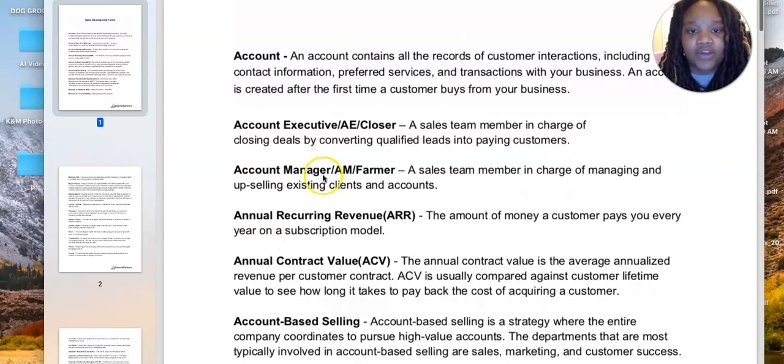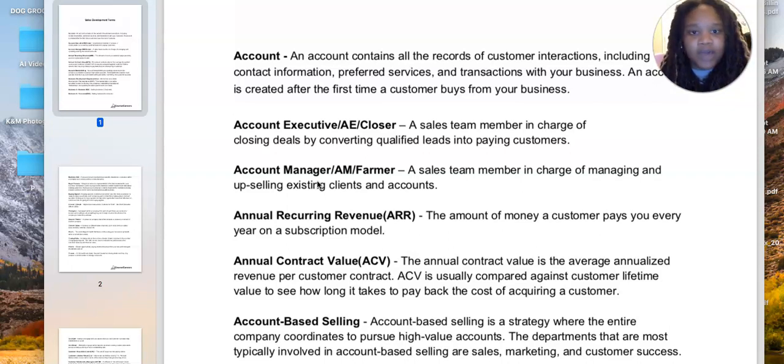Next, we have an account manager. An account manager, also known as an AM or a farmer, is a sales team member in charge of managing and upselling existing clients and accounts. For example, the company that I work for has account managers, and their job is to simply go through clients' accounts and see if they're going to need to be upgrading soon. Their job is also to resell them on higher ticket products.